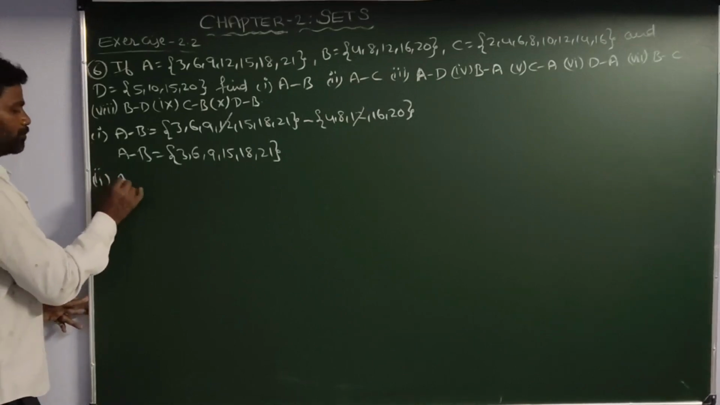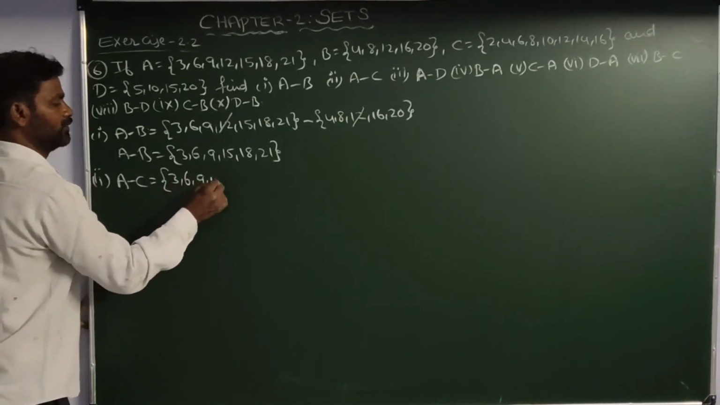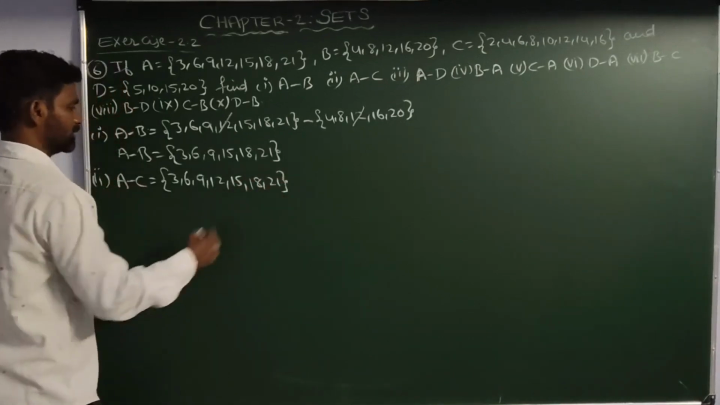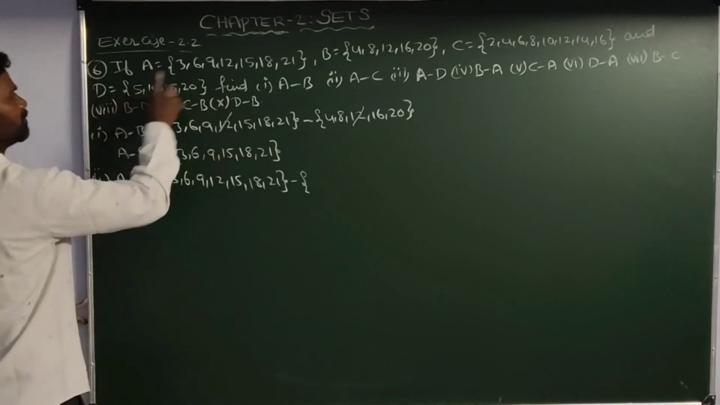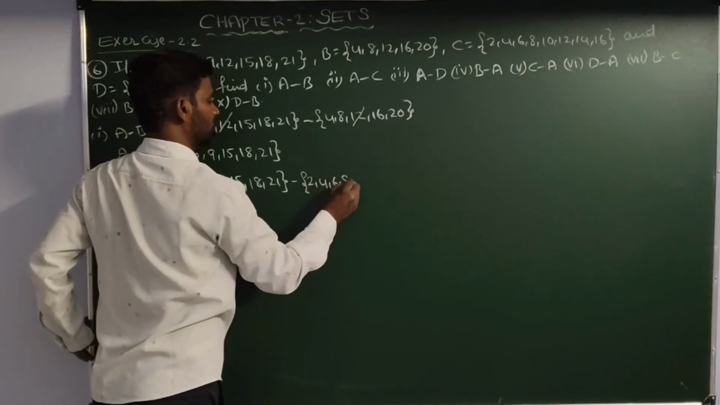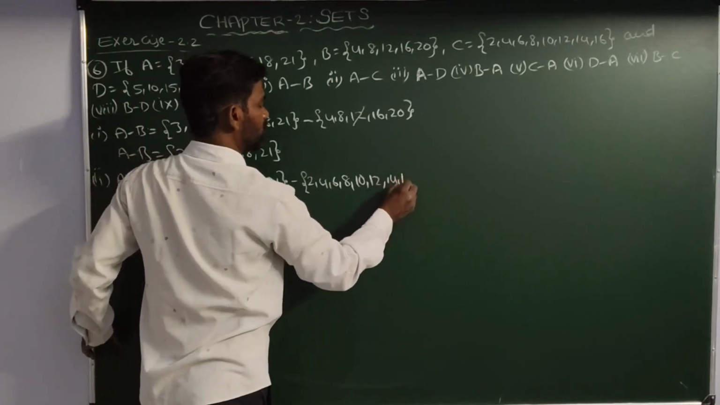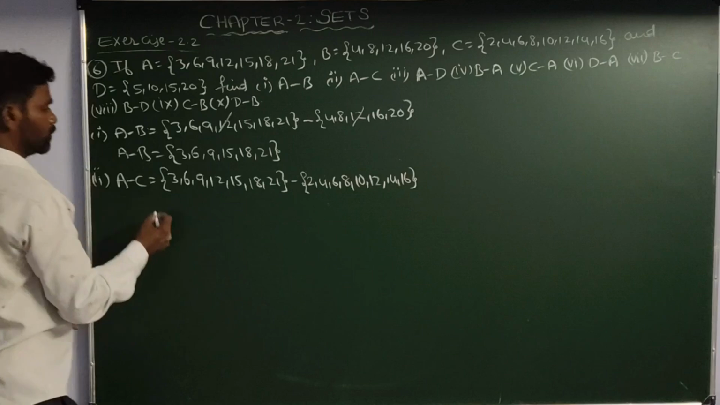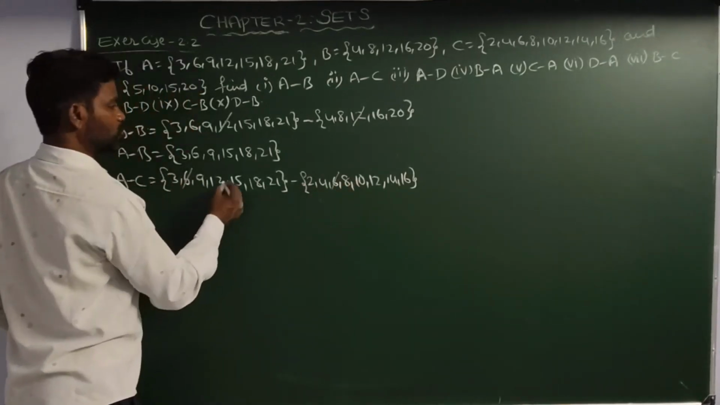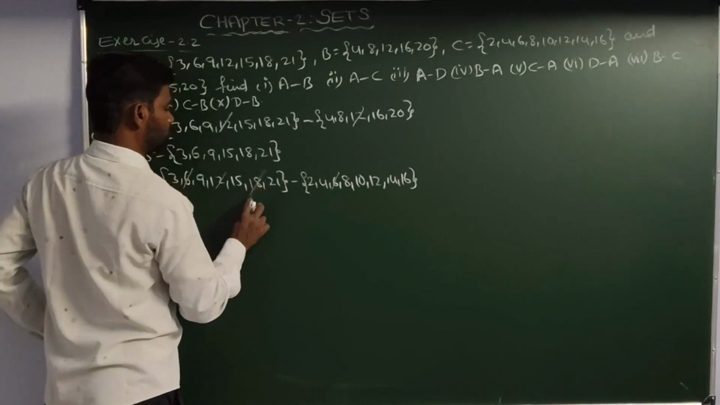What is the second one? A minus C is equal to elements of A, 3, 6, 9, 12, 15, 18, 21 minus elements of C. What are the elements of C? 2, 4, 6, 8, 10, 12, 14 and 16. So what are the common elements in this? 6, next 12 and 18. 18 is not there. Only 12.